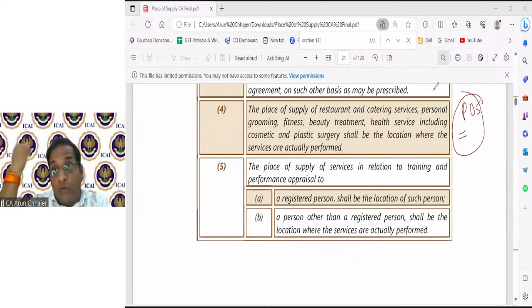Now, I know that there is a concept of Urban Clap. They are coming to home to provide any service. In that case, let's say you have taken the beauty treatment at your location, what would be the place of the supply? LOR, LOS? No, sir. The location at which services are actually performed. That is your location. So that location where the services are being actually performed will be the place of supply.